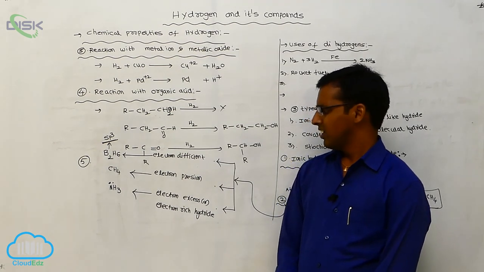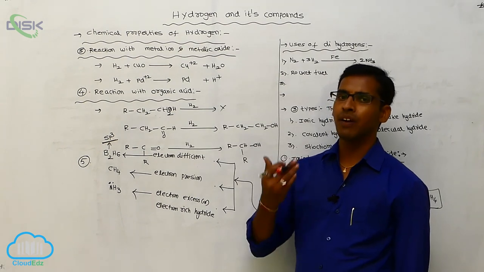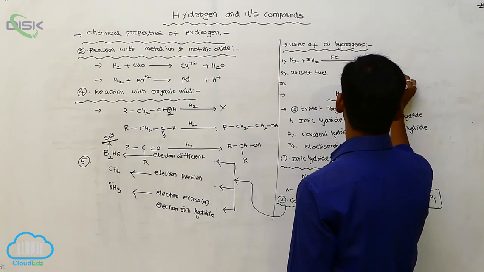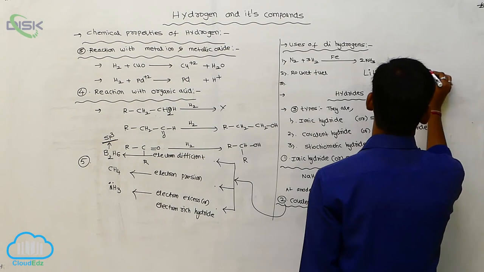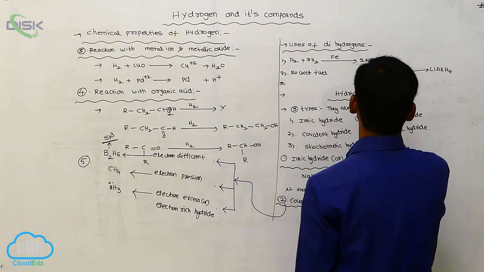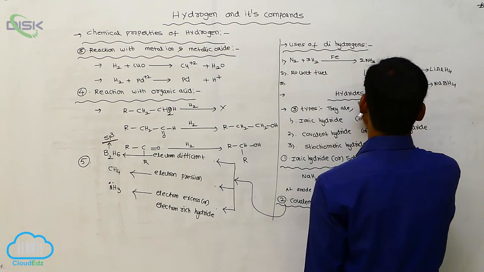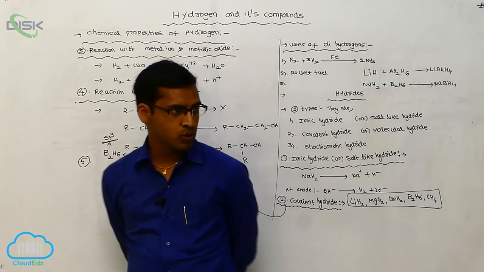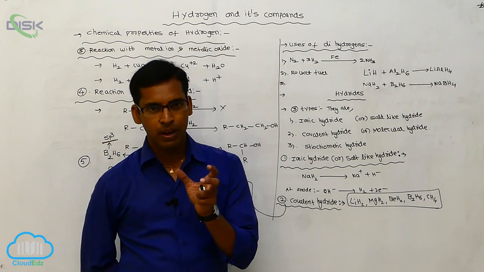So in this case, covalent compounds are generally used for the preparation of hydrides. For example, lithium hydride reacts with Al2Cl6, aluminium chloride, and forms lithium aluminium hydride. Or lithium hydride reacts with diborane and forms lithium borohydride, or sodium hydride NaH reacts with diborane and forms sodium borohydride. In the previous one, lithium aluminium hydride means strong reducing agents are prepared from covalent hydrides.